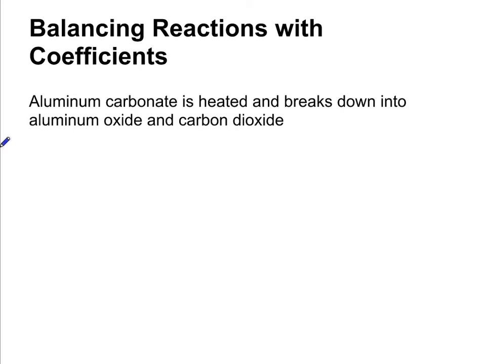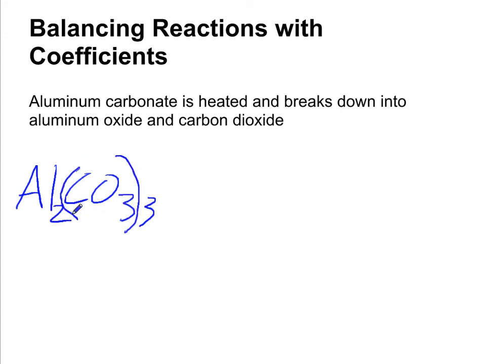So let's just look at this example. We've got aluminum carbonate being heated and breaking down into aluminum oxide and carbon dioxide. So this is a decomposition reaction. First thing we have to do is be able to write the formula for everything. So aluminum carbonate. Aluminum has a +3 charge, so we drop a 3 down here. Carbonate's got a -2 charge, so we put a 2 right there. Remember, we have to put in parentheses to make sure it's not 33 oxygens.